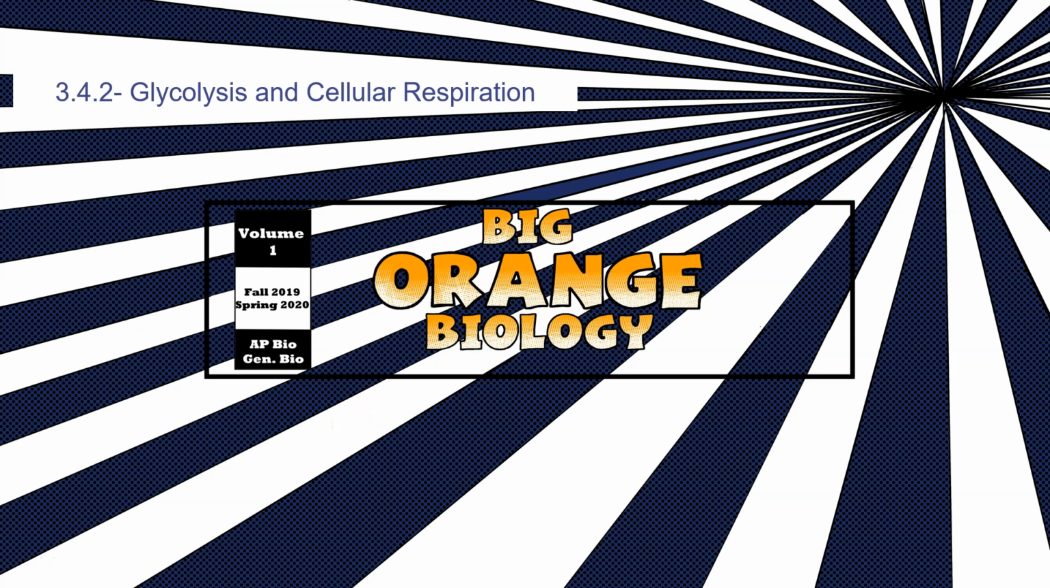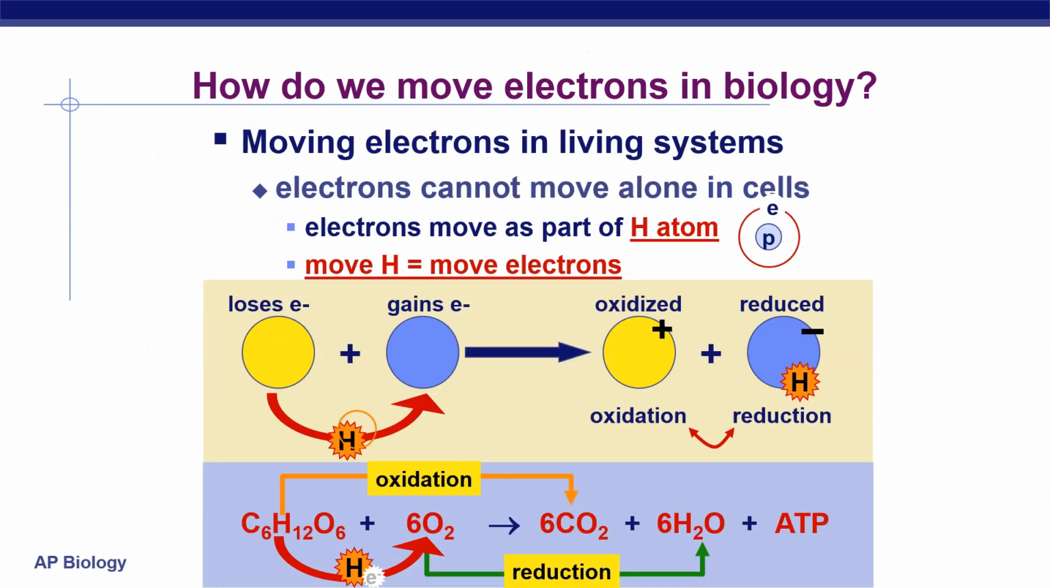It's Mr. Jennings here, and today we're going to talk about glycolysis and cellular respiration in a little bit more detail. We care about electrons in this whole unit. We've been spending time talking about this in class. We talked about these concepts called electron carriers.